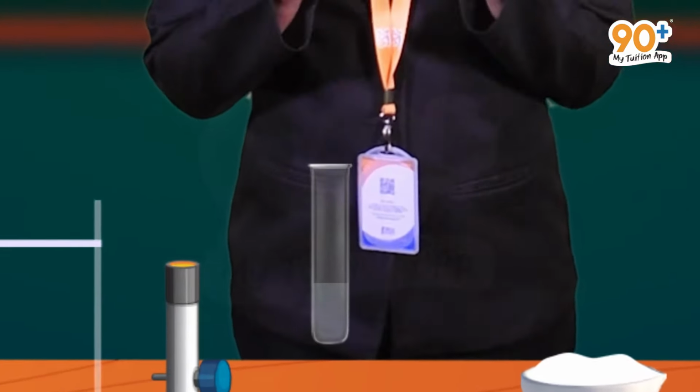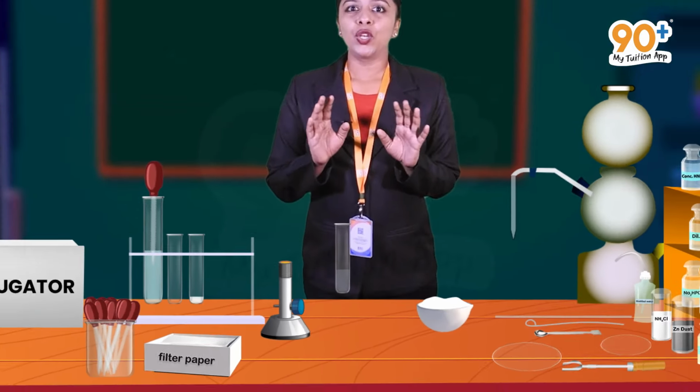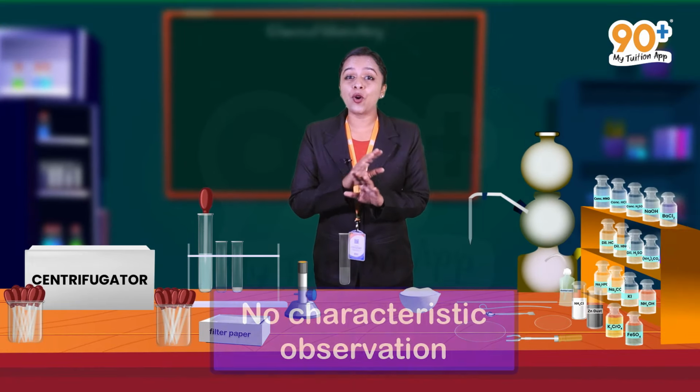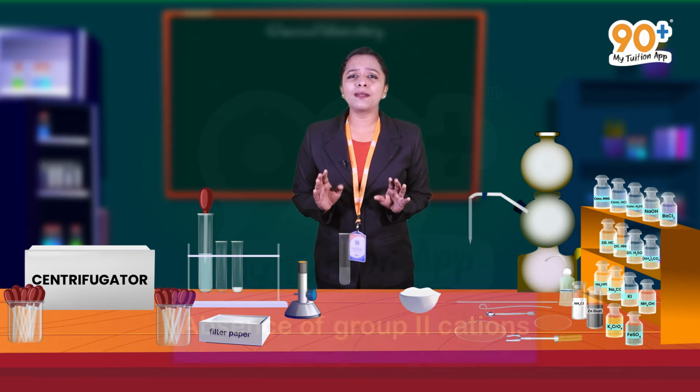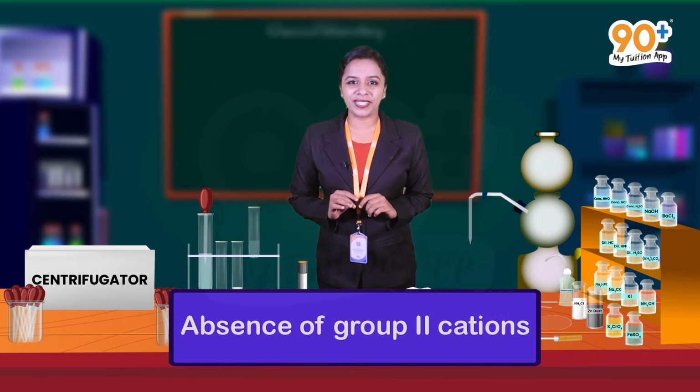Well, can you see any precipitate here? No, it means there is no characteristic observation, and it shows the absence of group 2 cations.